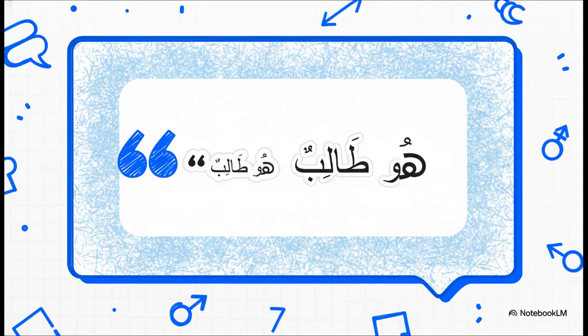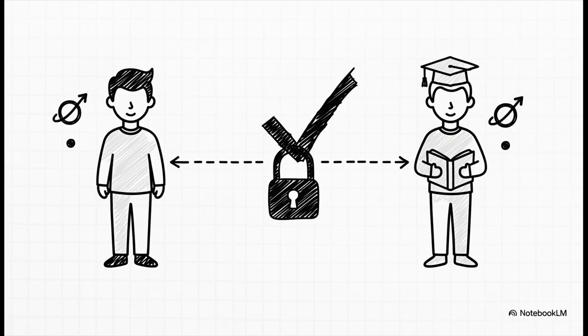Good. Okay, here we go. Our first sentence, Huwa talibun. The pronoun huwa is our subject, our mubtada. It means he. Now look at the second word, talibun, which means a student. Remember the rule? Huwa is singular and masculine. So what does talibun have to be? You guessed it, singular and masculine. It's a perfect match. That's a solid, correct Arabic sentence right there.